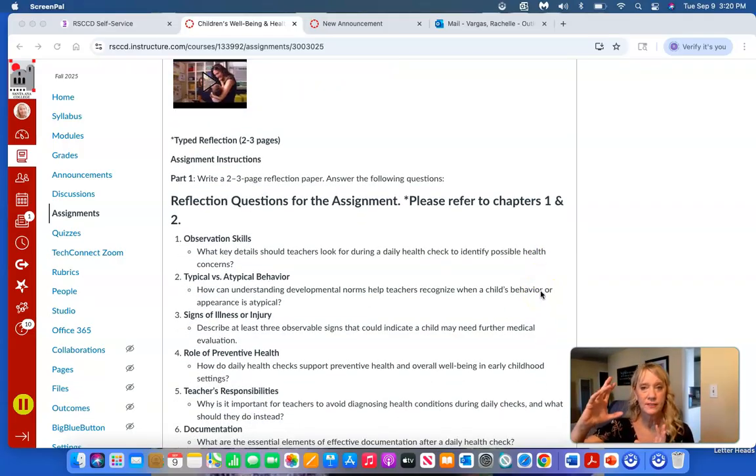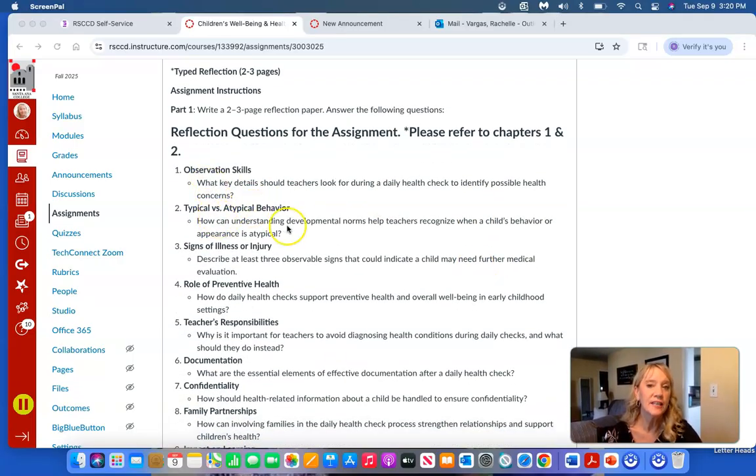So that's one part. The next part is write a paper, like a 2 to 3 page reflection, answering the question. So you can put this in question answer format. That's okay. So just write question 1, what key details should teachers look for during a daily health check to identify possible concerns? Just like we're doing in the PowerPoint, but now you're going to be a little more detailed, okay? These questions are more detailed.